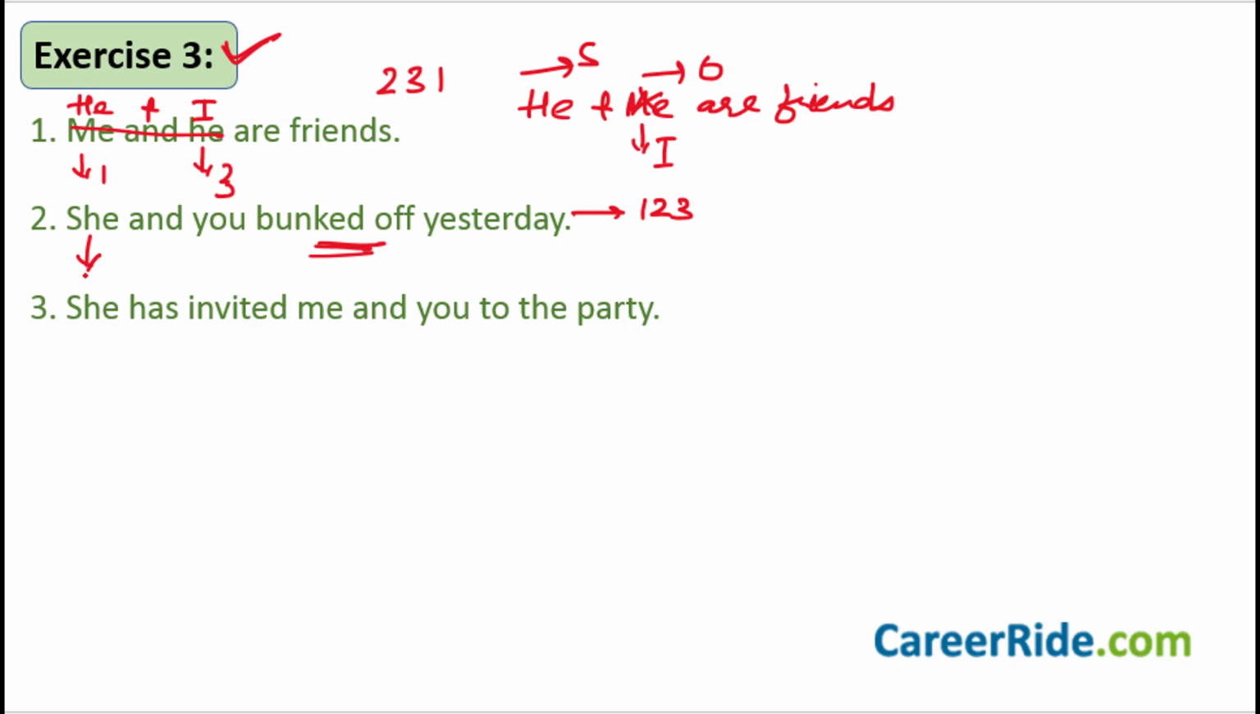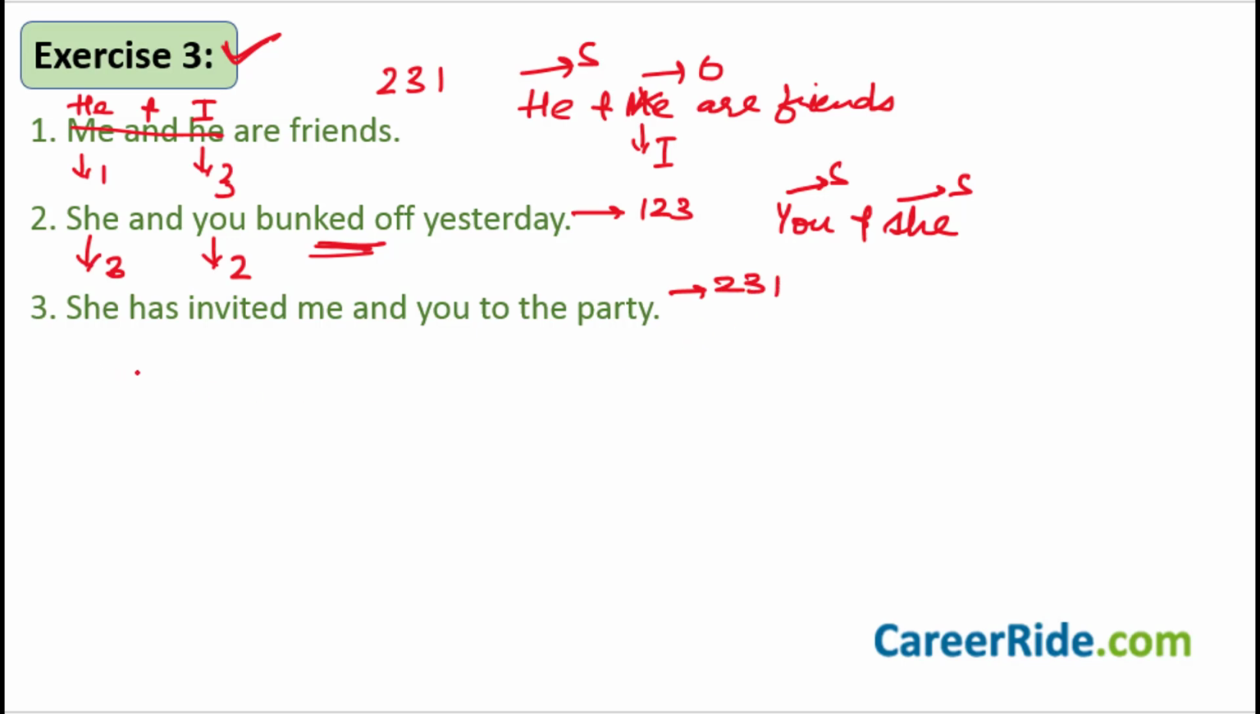But she is 3 and you is 2, and 1 is absolutely missing. Whatever is missing, let's forget that. But let us try to reverse the sequence in this case because it has to be 123. So we have to say you and she bunked off yesterday, right? You is subjective case here. She is also subjective case, which is fine. Now see the third one. She has invited me and you to the party. General sentence, which means 231.